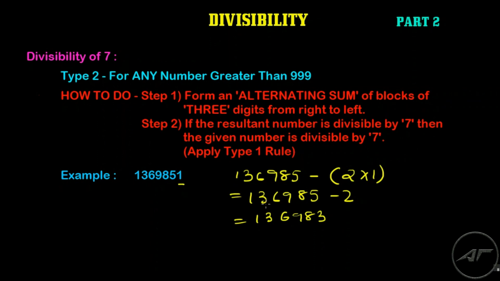Therefore we come to the type 2 approach, with which we can check for any number that is greater than 999 whether it is divisible by 7 or not. Now let's check that out.